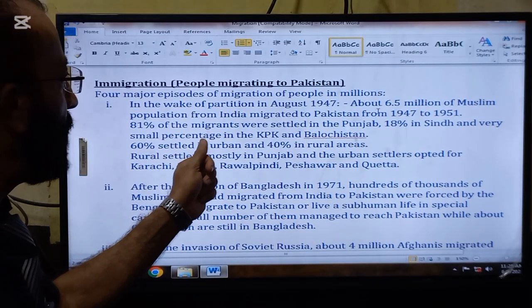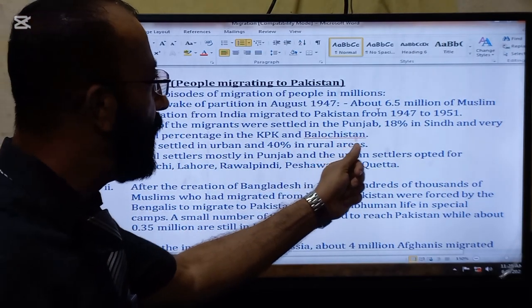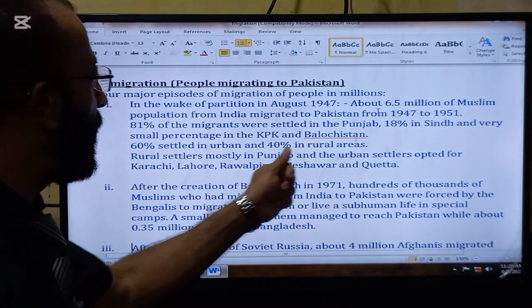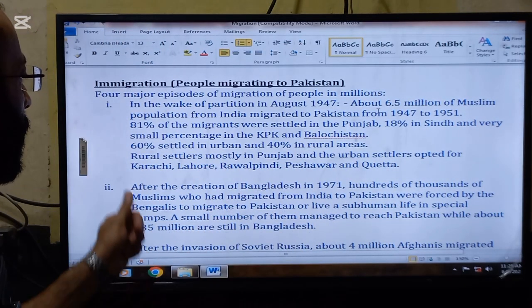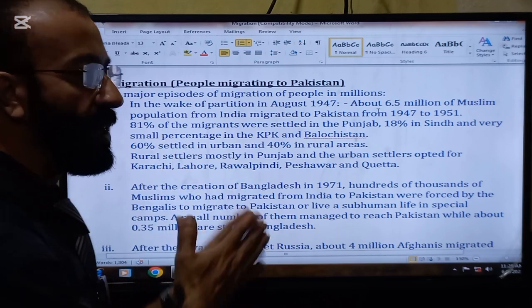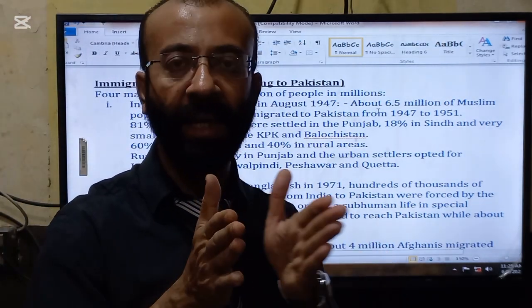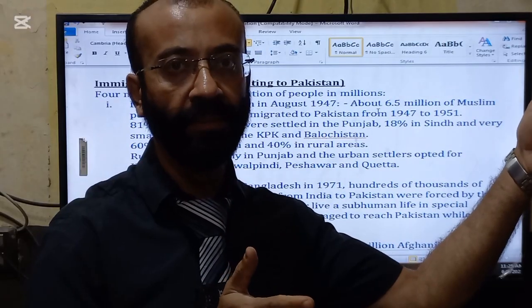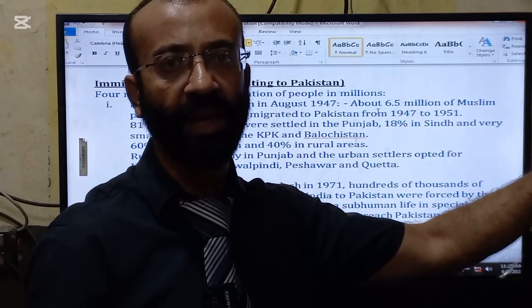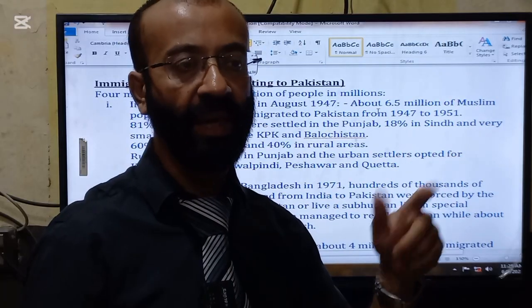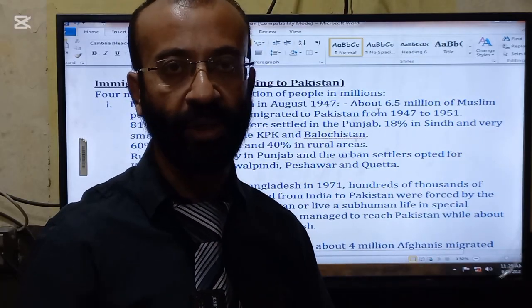81% of the migrants were settled in Punjab, 18% in Sindh, and a very small percentage in KPK and Balochistan. The reason was that Punjab and Sindh are very adjacent. These are actually adjacent to India. We have a border very near. So most of the immigrants came from India and settled in Sindh and Punjab.